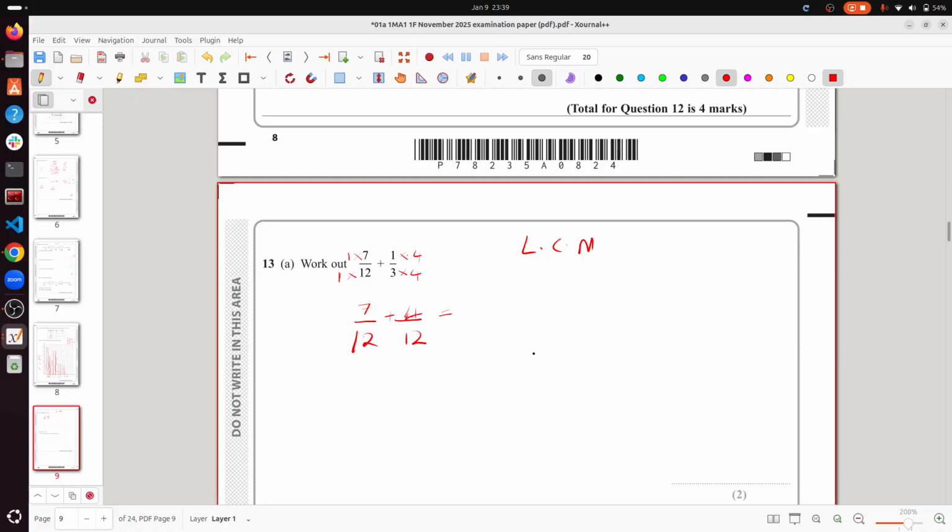A common misconception or mistake that students make is to say 12 plus 12 is 24. Now, when you add fractions, you don't add your denominator. So this is out of 12. So 7 plus 4 gives me 11. It's a very common mistake for students to write 11 over 24. That is wrong, please don't do that.